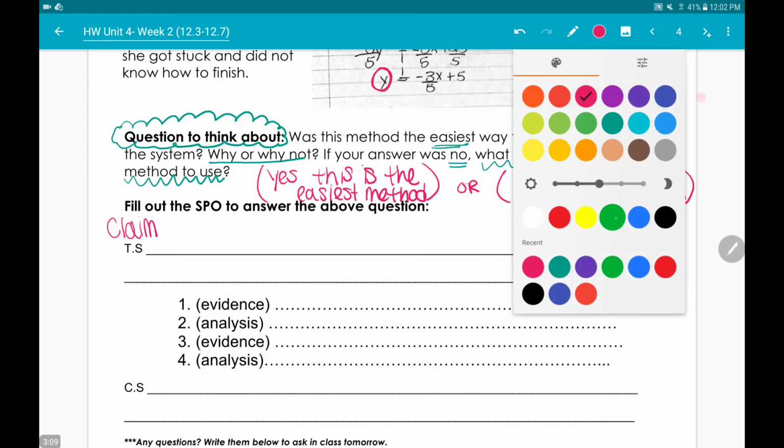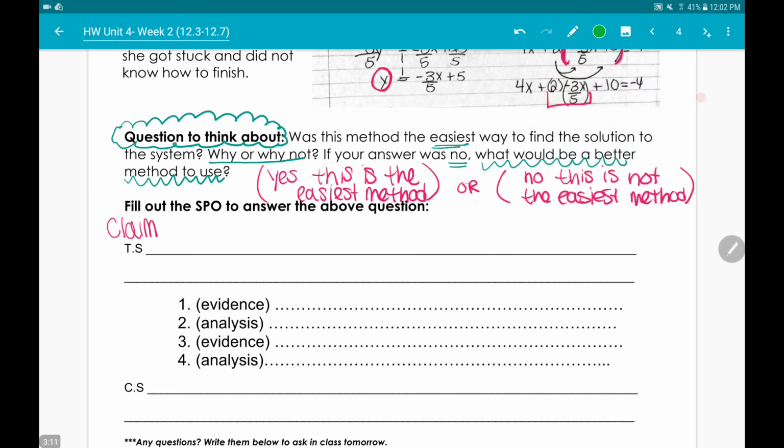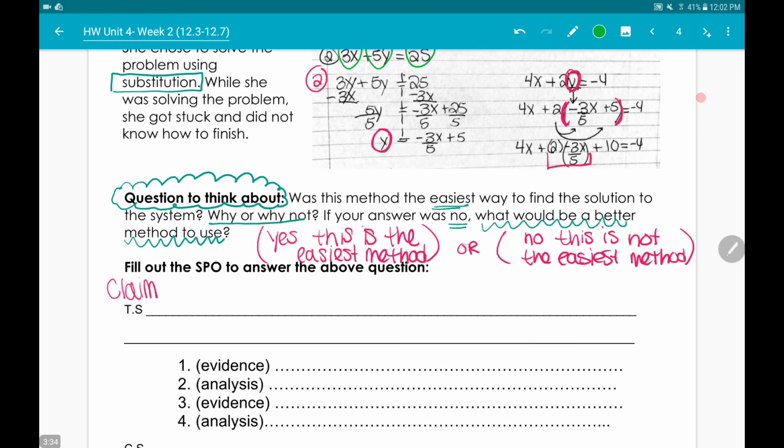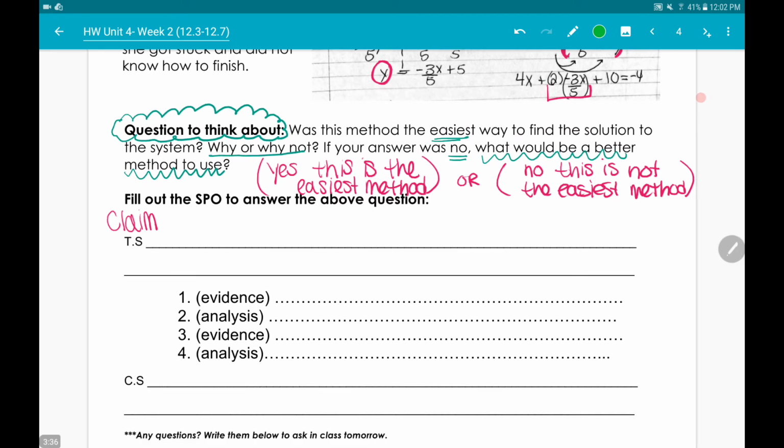Okay, so at this point, you've written your topic sentence. I'm going to choose my claim, and now yours does not have to be the same as mine. We're going to share these out tomorrow. So if you want to keep it, and it's different than mine, then that's fine. It does not have to match mine identically. Okay, so here's my opinion. I don't think it's the easiest method because when I look here, I see that these are already lined up, and those are called like terms. So I'm going to say, answer my question first. Was this method the easiest way to find the solution to the system?